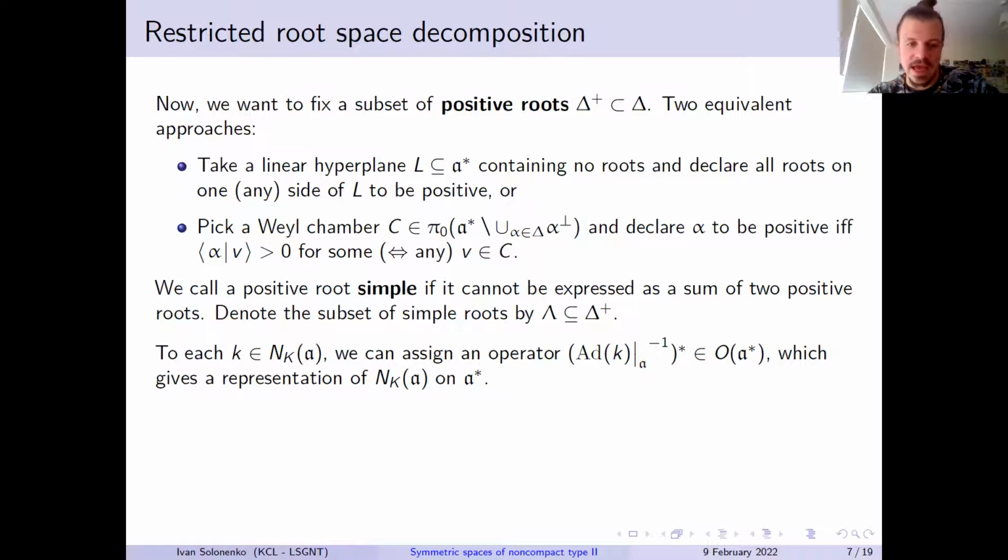Because you take k in this normalizer, you take its adjoint action, you restrict it to A, and then you take the dual operator on A star. And then you also, for good measure, put -1 in there in order to make it a left action, not a right action. So this gives you an actual representation of this normalizer N_K(A) on A star. We'll need it later on.